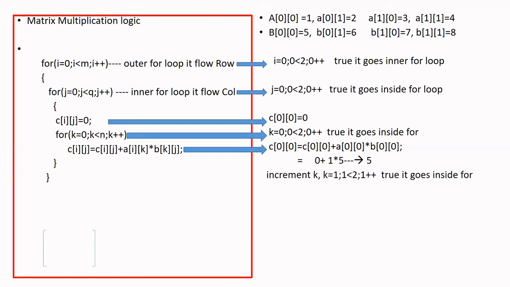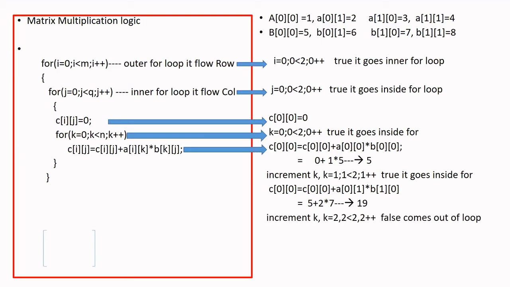So next, k will get incremented. K is 1. 1 is less than 2. It is true. Again, it starts going with the formula, that is C of ij is equal to C of ij plus A of ik multiplied by B of kj. So here the latest value of C of 0, 0 is 5 plus A of 0, 1. What is the value of A of 0, 1? Here you can see 2 multiplied by B of 1, 0. B of 1, 0 is 7. So finally you will get 19. 7 twos are 14. 14 plus 5 is 19. So the final value of C of 0, 0 is 19.